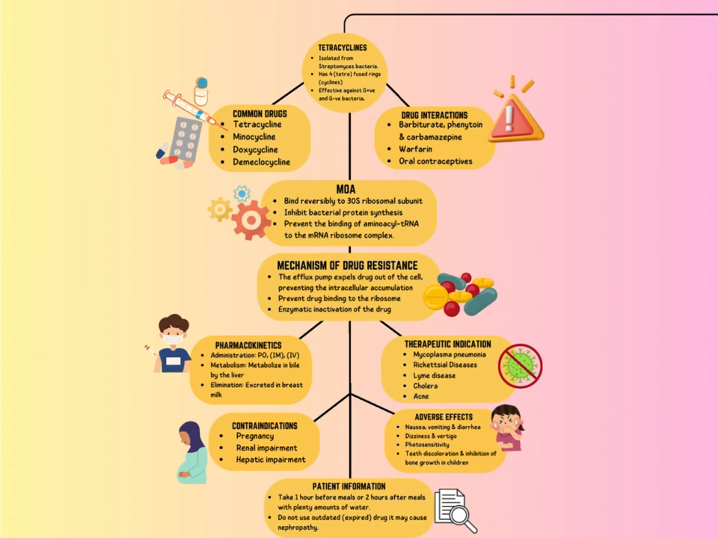Additionally, there are a few therapeutic indications of tetracyclines. Tetracyclines can be used for the treatment of mycoplasma pneumonia, rickettsial diseases, Lyme disease, cholera and acne. The contraindications of tetracyclines. Tetracyclines are contraindicated in pregnancy because of the risk of hepatotoxicity in the mother. Tetracyclines are also contraindicated in renally impaired patients and patients with hepatic impairment. There are a few adverse effects associated with tetracyclines. Tetracyclines can cause nausea, vomiting and diarrhea, dizziness and vertigo, photosensitivity, teeth discoloration and inhibition of bone growth in children.